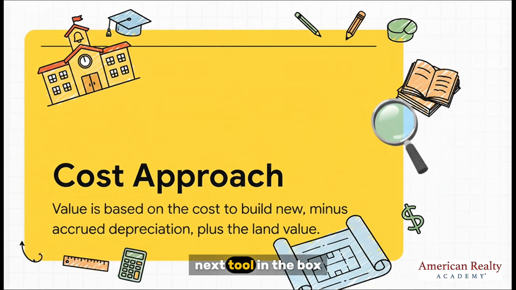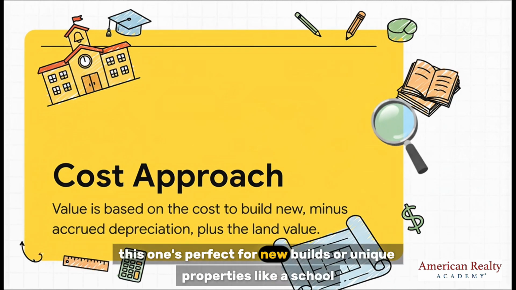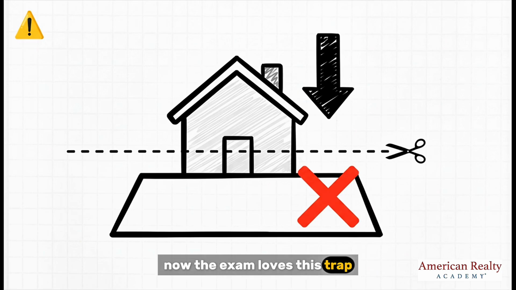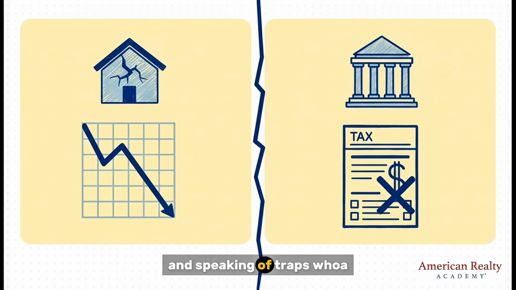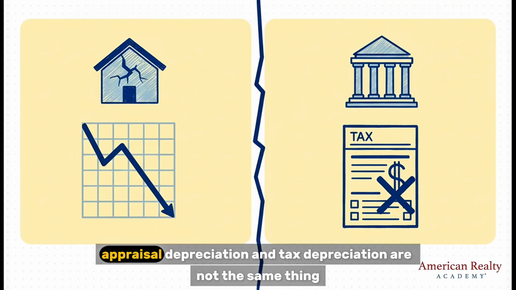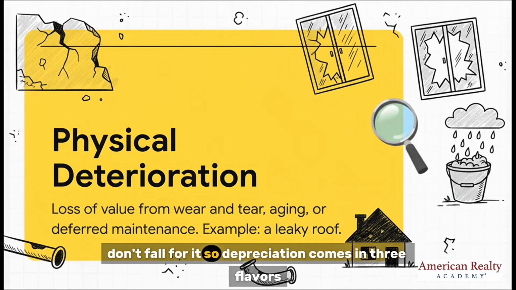All right, next tool in the box. This one's perfect for new builds or unique properties like a school. Now, the exam loves this trap. Remember, land itself doesn't depreciate, so you always value it separately. And speaking of traps, whoa, appraisal depreciation and tax depreciation are not the same thing. Don't fall for it. So, depreciation comes in 3 flavors.